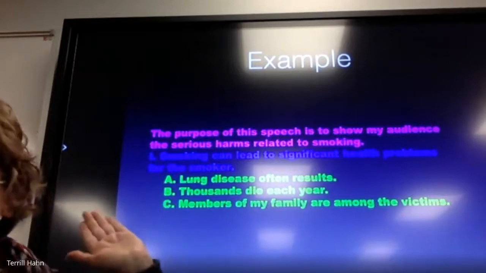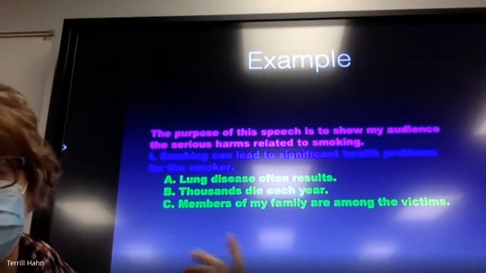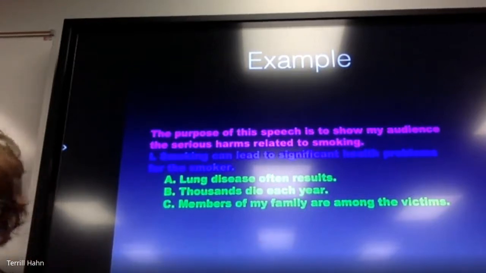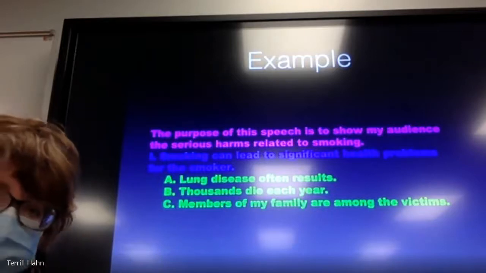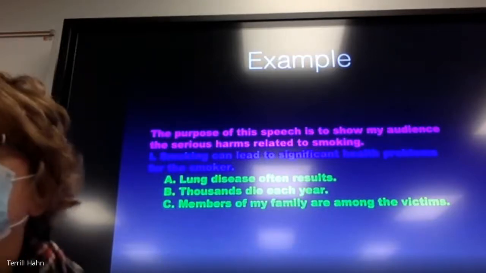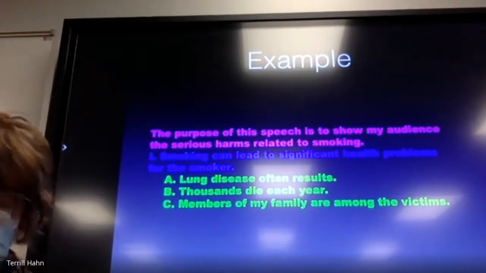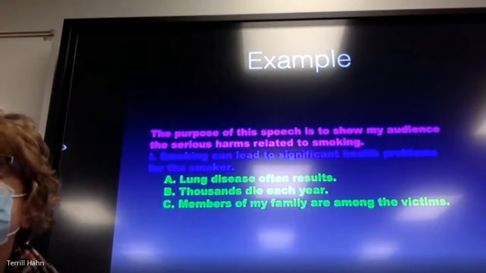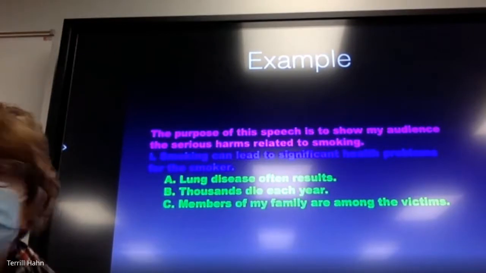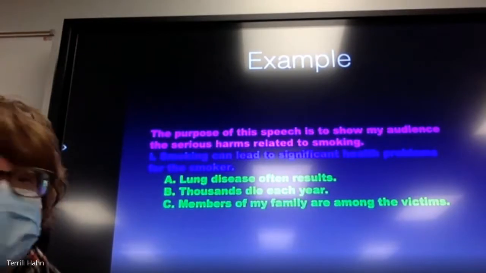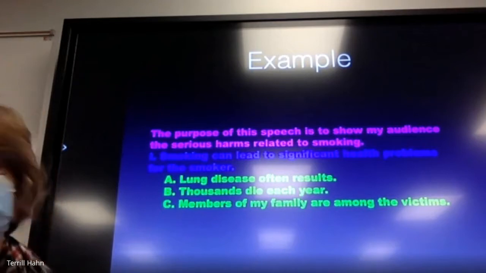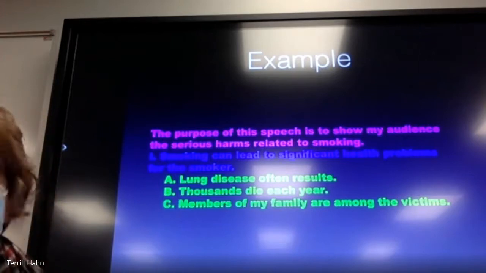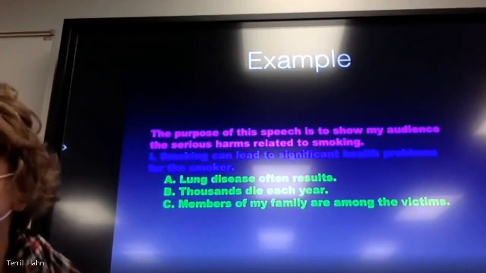Again, they used complete sentences, but you don't have to. You do not have to use complete sentences. You could just do little phrases too. Lung disease, deaths, family victims, something like that. Now, is that enough? It is not. You can't just stop there. You can't just say, well, you shouldn't smoke because you could get lung disease. Okay, yes, you can get lung disease, but take us a step further.